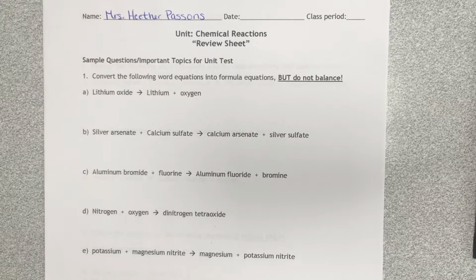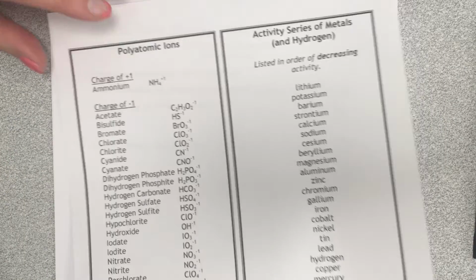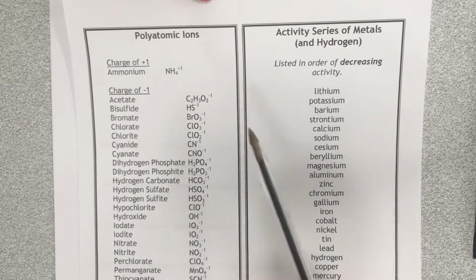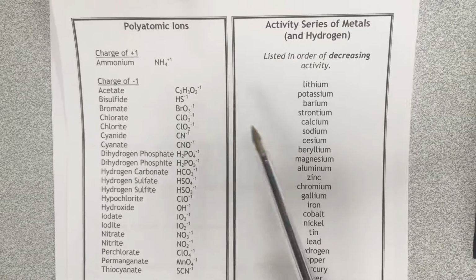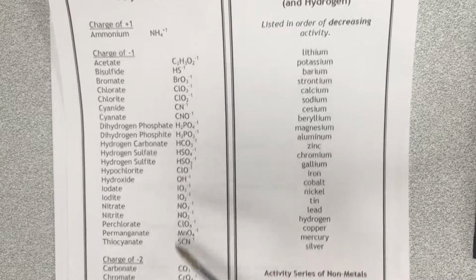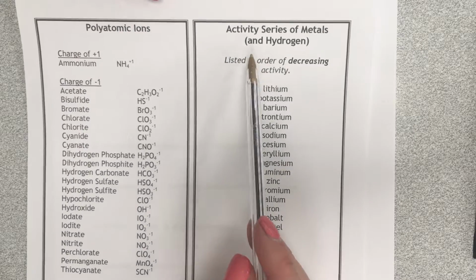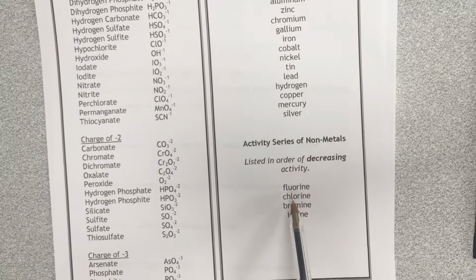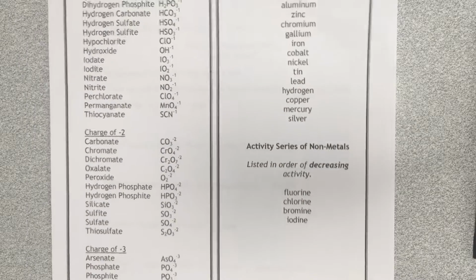All right, so what I'm going to give you on the test is all of the polyatomic ions. I only made you memorize those 7 for the last test. So they will all be on this test. You'll have all of them. And then on this side, you'll get the activity series for metals and the activity series for nonmetals.